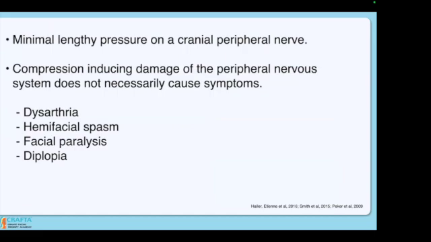So in this case, when we talk about the orofacial area and we talk about pain, yeah, it could be without pain. So think about dysarthria, talking problems. Think about a hemifacial spasm, also without pain in some cases. Think about a facial paralysis, but also think about diplopia, seeing double. The feeling is different when we look at other things. So it could also be without pain. I think that's an important thing to remember here.